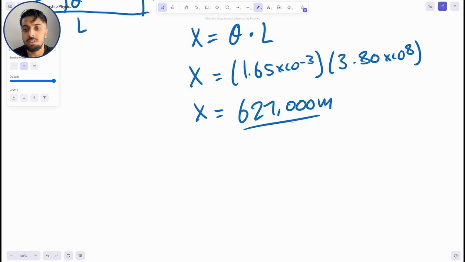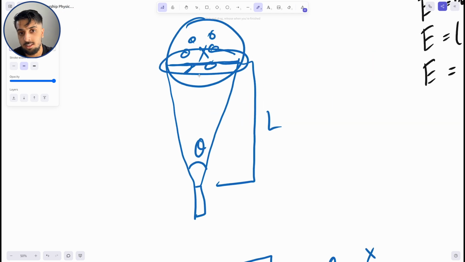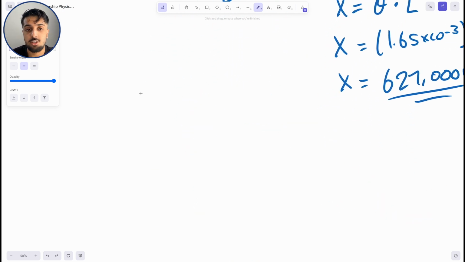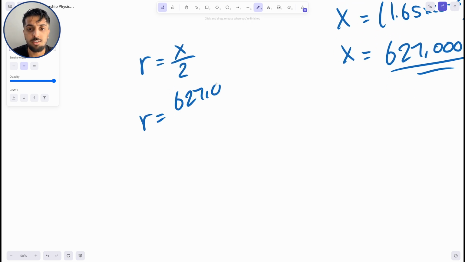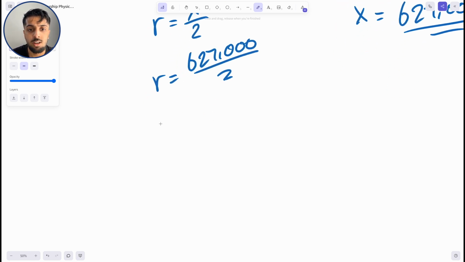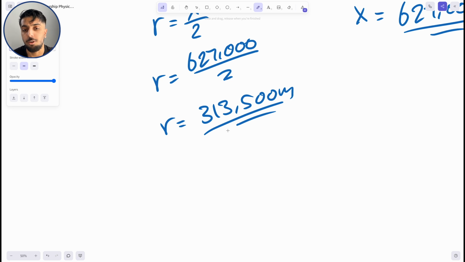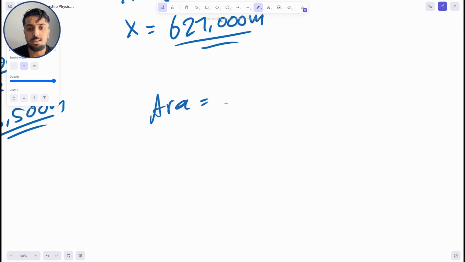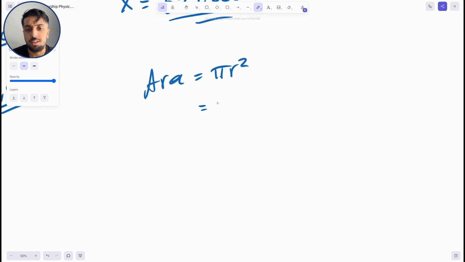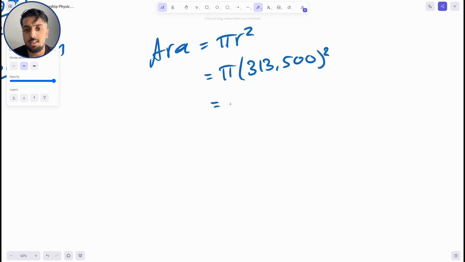627,000 meters. As you can see, this is the diameter, but we want the radius, so the radius is going to be X divided by 2. That's 627,000 divided by 2, which gives us a radius value of 313,500 meters. There we go. And so the area of a circle is equal to pi r squared, and therefore pi times our radius squared is equal to 3.09 times 10 to the 11 meters squared.